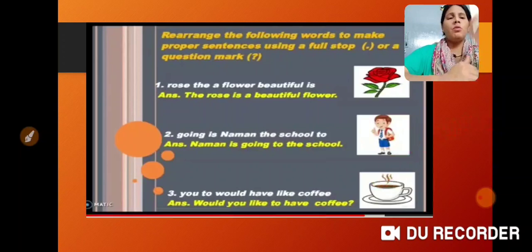So children, what we learnt is that a sentence is a group of words that make a complete sense, and a sentence always begins with a capital letter and ends with a full stop or a question mark or an exclamatory mark. If a sentence is telling us something, then that sentence ends with a full stop. And if a sentence is asking a question, then that sentence will end with a question mark.